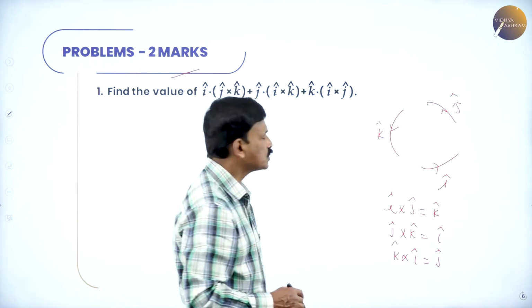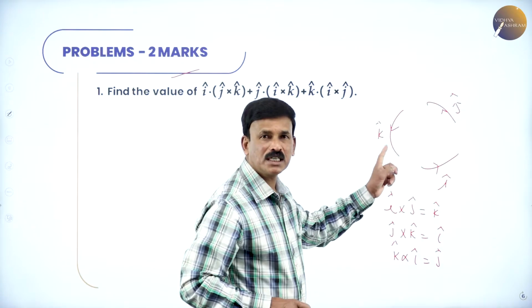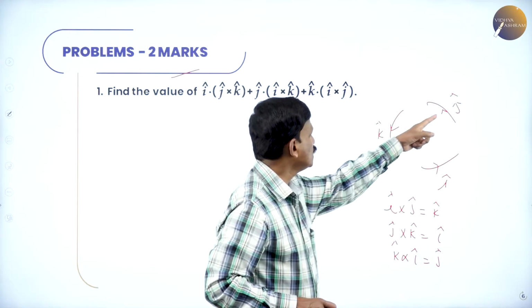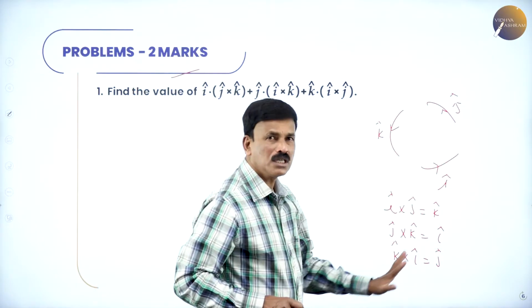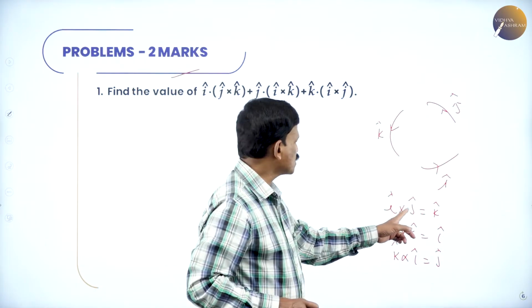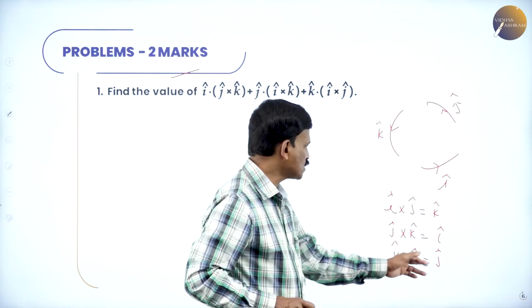Okay. Now, the cyclic order is, see here, let us write the vectors I cap, J cap and K cap. I cross J is equal to K, J cross K is equal to I and K cross I is equal to J. Now, if it is opposite like this, J cross I is equal to minus K, K cross J is equal to minus I, I cross K is equal to minus J.